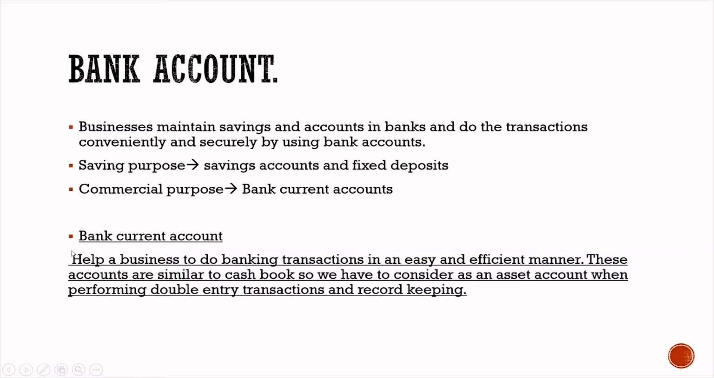Bank current accounts help a business to do banking transactions in an easy and efficient manner. These accounts are similar to a cash book, so we have to consider it as an asset account when performing the double entry transactions and record keeping. Since it is similar to a cash book, it is considered as an asset account, and we use it to perform our double entry transactions and record keeping.